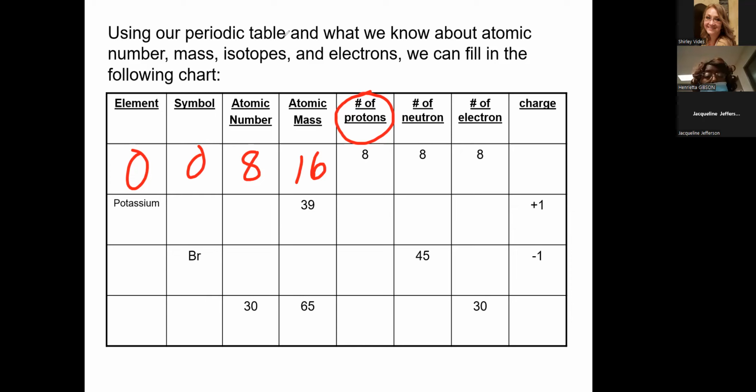So there is no charge, right? Because you have the same number of protons as you have electrons. So the charge here is 0. And that's a 0. So just go like that. So you know that's 0.